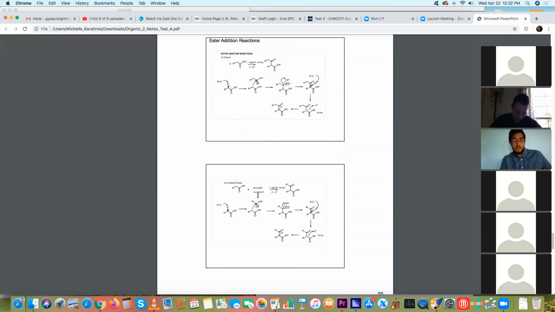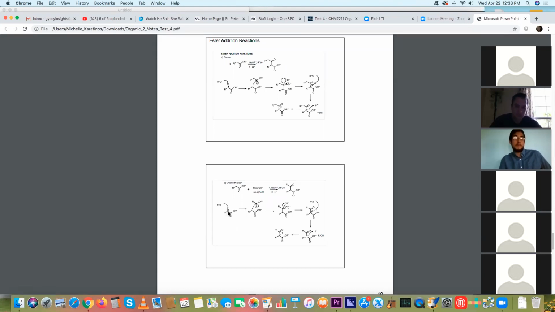Now, when I use the terminology alpha hydrogen, what I'm talking about here is the hydrogen that is on the carbon directly next to the C double bond O. That's going to be necessary to remove first in the first step of the reaction here.